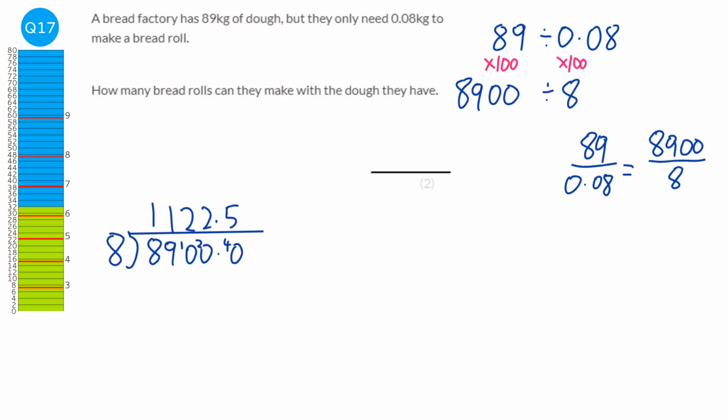Now, it says how many bread rolls can we make? Now, we can make 1,122 and a half. Well, half doesn't really count, so we're just going to say 1,122 whole bread rolls. Yes, we've got half a bread roll left over, but we are asked how many whole bread rolls can we make.